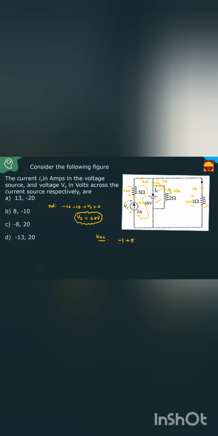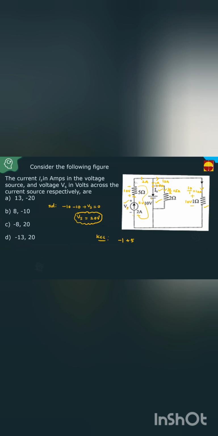Is it correct? 20 volts, okay. This is 10 by 2, 5. 1 ampere is entering, 5 amperes is leaving. What about Is, you have to calculate? Sorry, sir, this is 10, so how is it 1 ampere? 10 by 1, right? Please check the calculation. 10 by 1 is 10 ampere. Now this is correct. How can you get 1 ampere? This is 10.